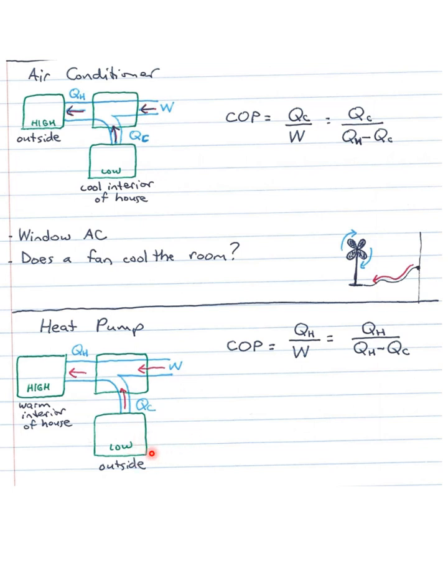We've got the outdoors, which is a colder temperature, and we want to take the heat from outside and dump that heat into the warm interior of the house. But in order to do it, we have to do mechanical work. Coefficient of performance, again, is what you want over what you supply. So in this case, we want Q sub H, the joules of energy pumped into the high temperature reservoir, the inside of the house, divided by the work done by the motor. So coefficient of performance is Q sub H over W. Or by conservation of energy, we could say Q sub H over Q sub H minus Q sub C.